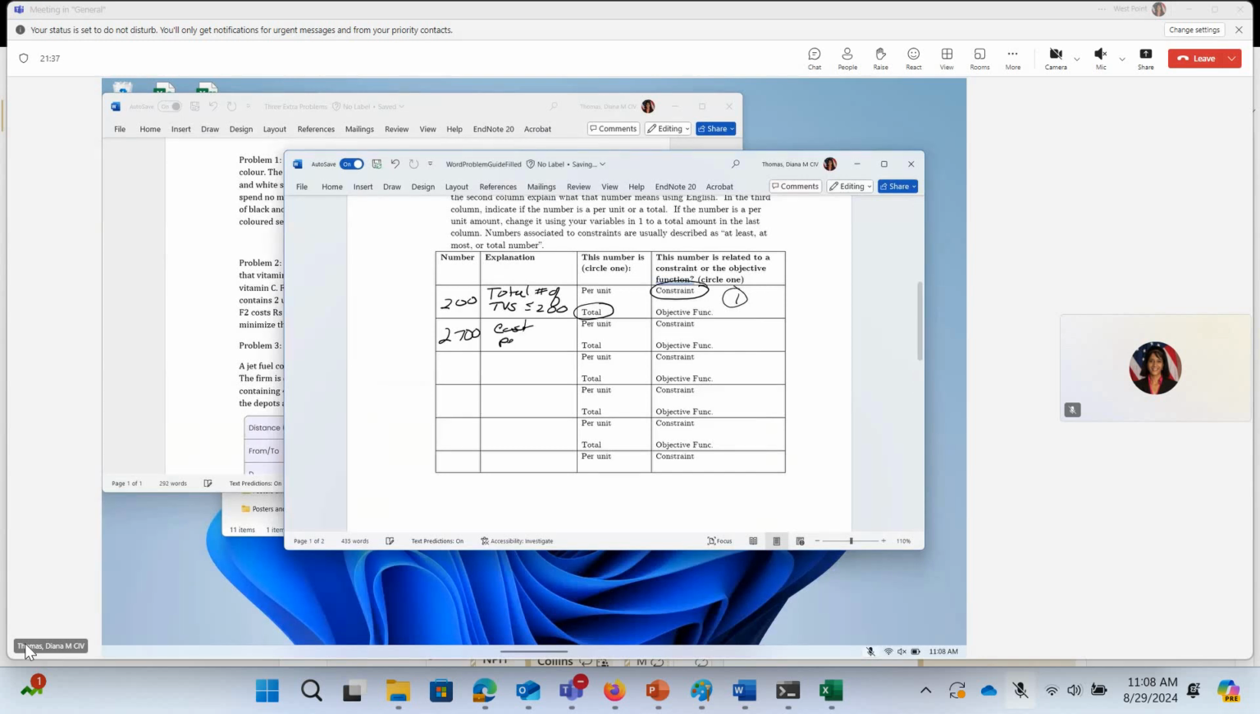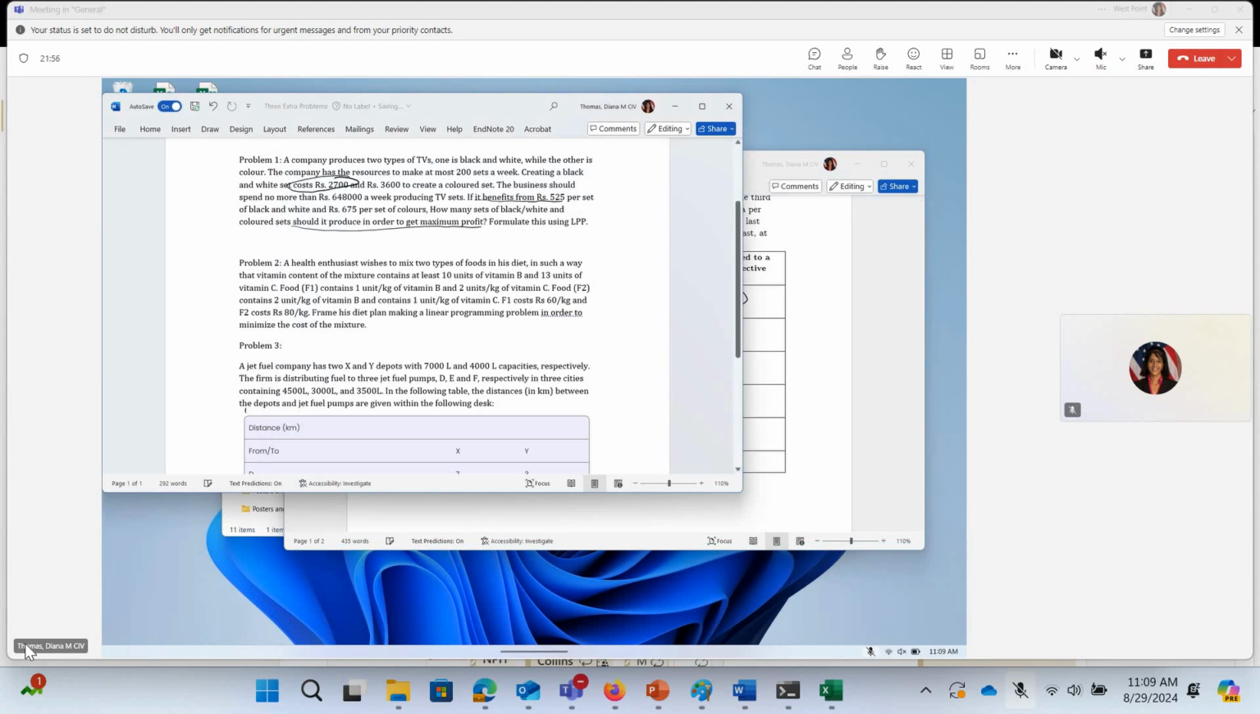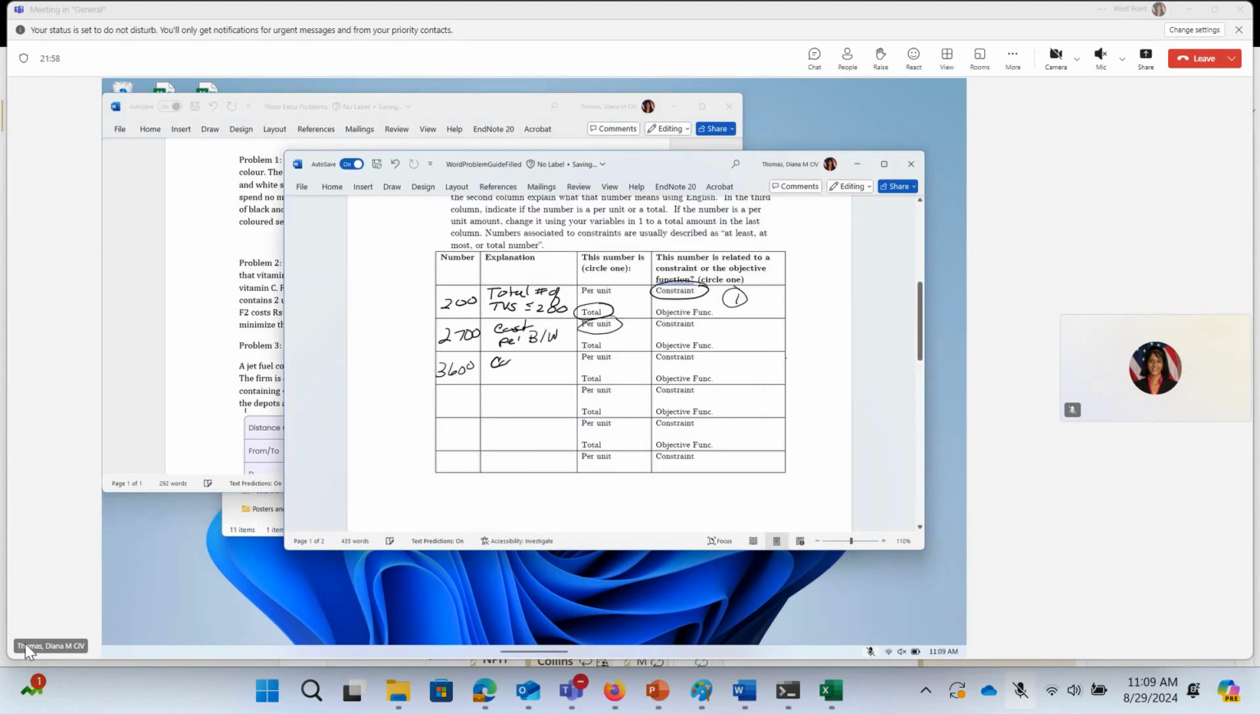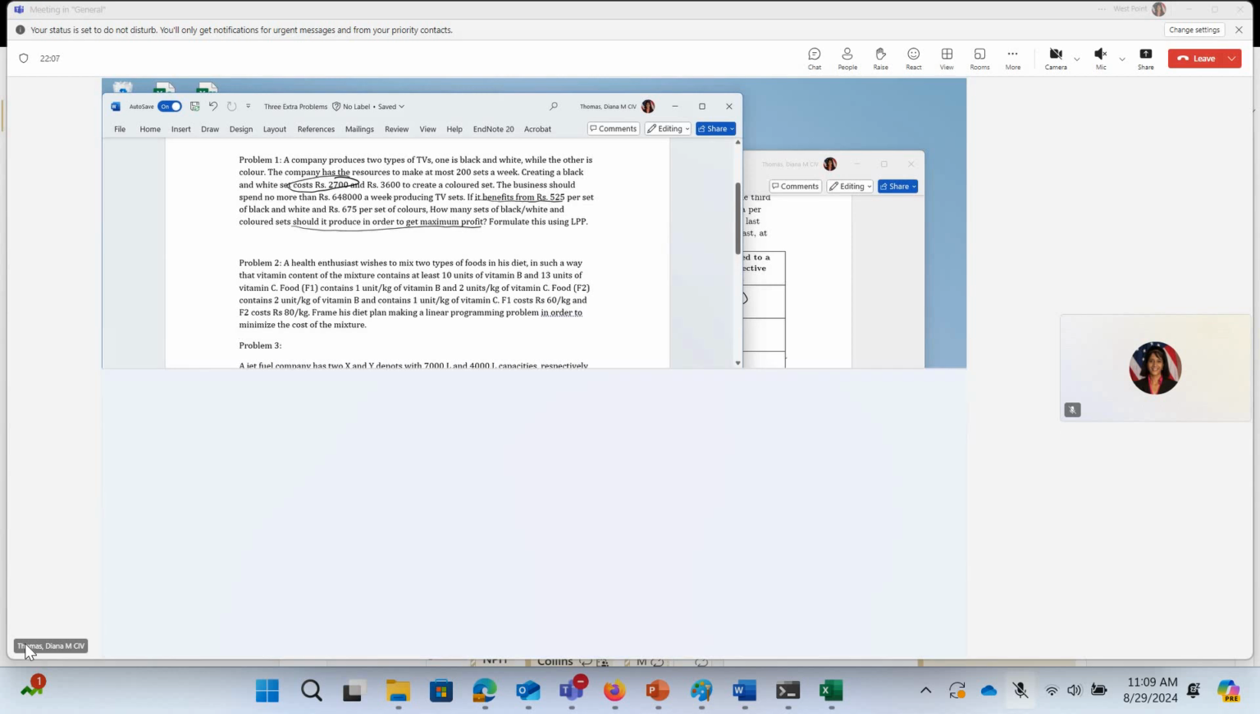this number here is a restraint on the amount of costs. The business should not spend more than 6,480,000 rupees total costs. That's a total, and that's a constraint. So this part here, from here to here, makes my next constraint. I can see that coming together now.